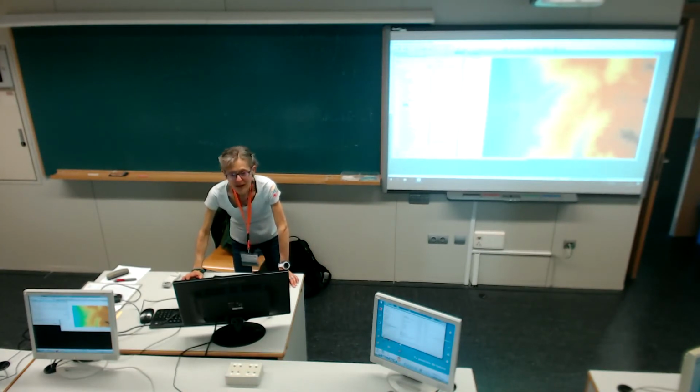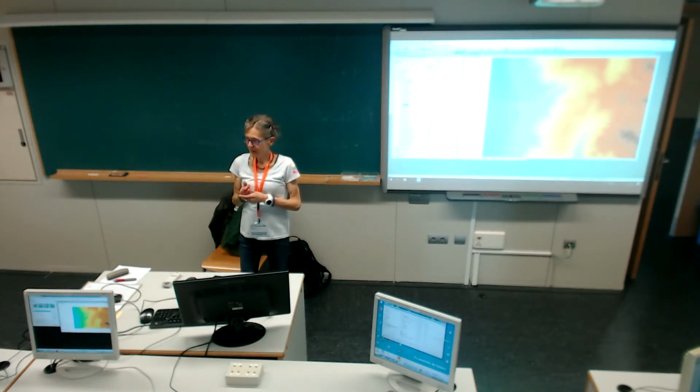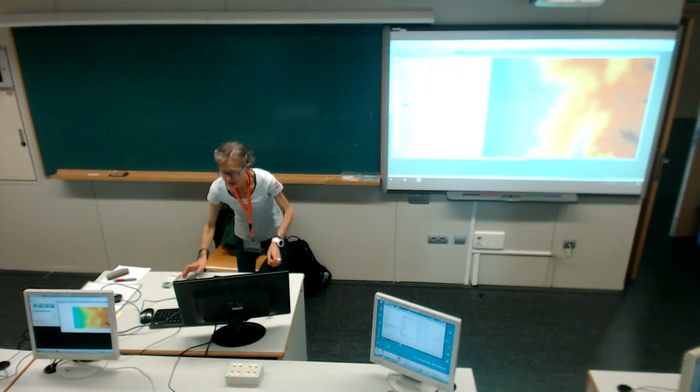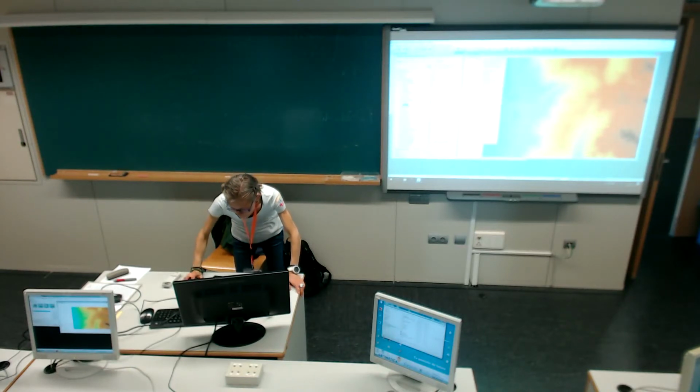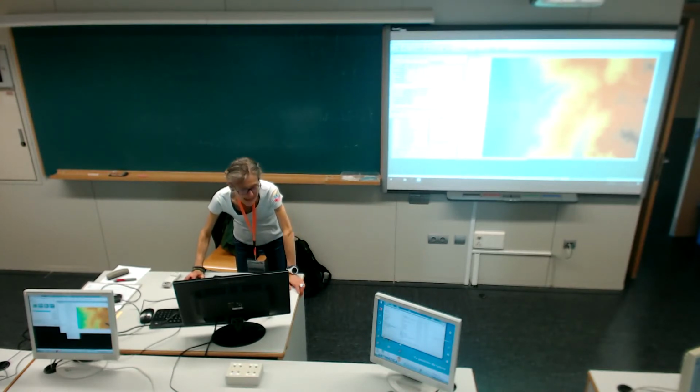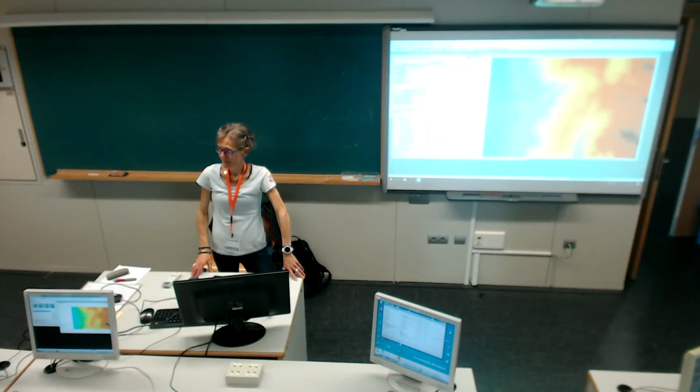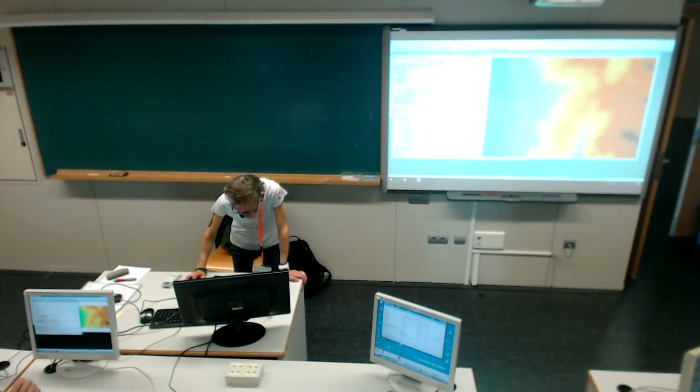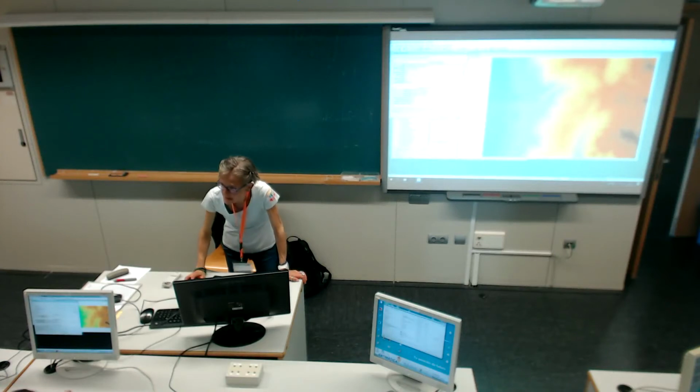Okay, so we have now our digital terrain model. If you click on the layer and raster properties, you can see here that the pixel size is 2 meters, and we have a raster of 3,000 by 2,000 cells.